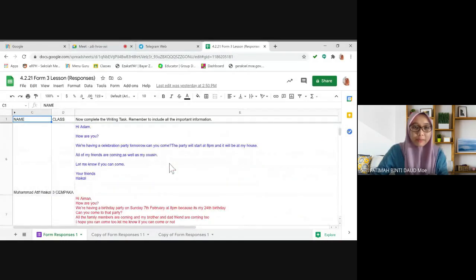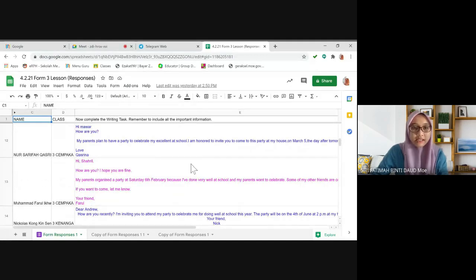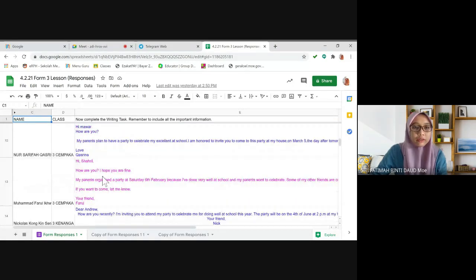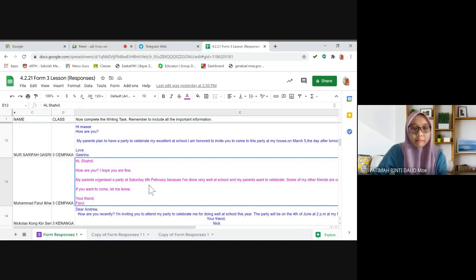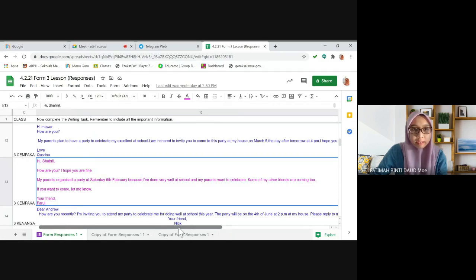Okay. So the blue ones are correct. They talk about celebrating something related to school. See here. Hi, Sharia, how are you? I hope you are fine. My parents organized a party. It should be on Saturday. I'm reading this one, the purple one. On Saturday, 6th of February, because I've done very well at school and my parents want to celebrate. It's not clear, but it does follow the question. Some of my friends are coming too. If you want to come, let me know.